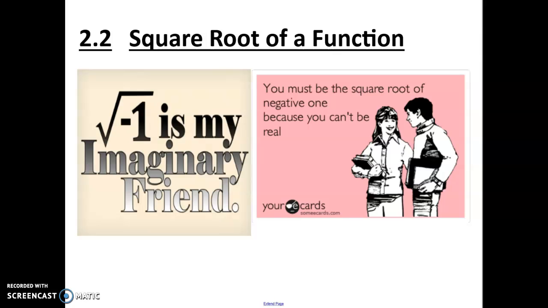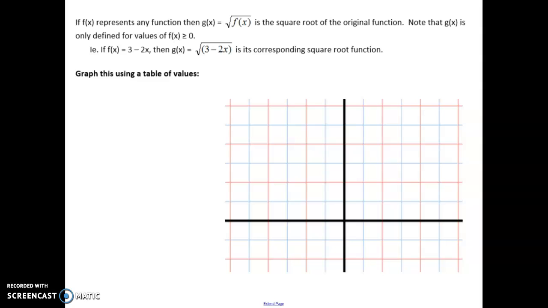So next we're moving on to 2.2, which is the square root of a function. Let's look at the first part of notes here. If f of x represents any function, then g of x equals square root f of x is the square root of the original function. So what that means is f of x is the original function. What I'm going to do is root that original function.